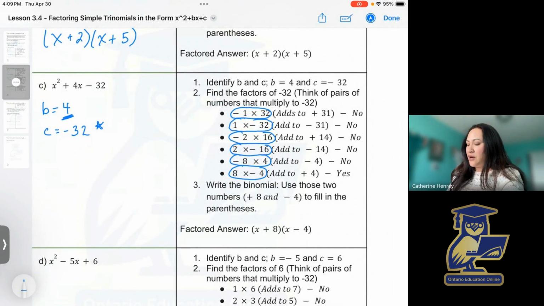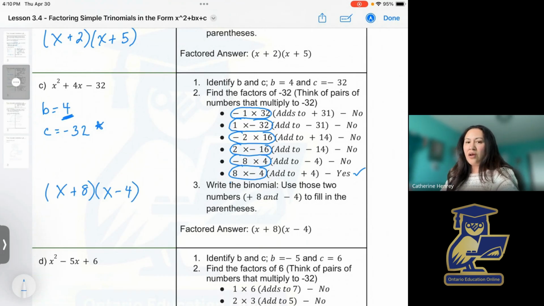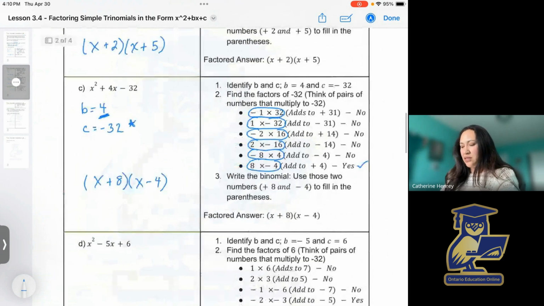So we see here at the bottom, it is positive 8 and negative 4. So if I go ahead and write out my trinomial in a factored form, it's going to be x plus 8 times x minus 4. So the work is all in trying to determine the factors, and then once you have them, it's just really quick and easy to write them out.